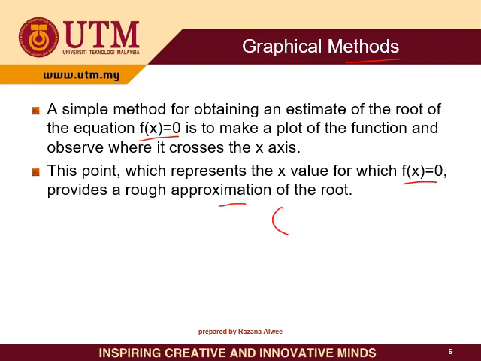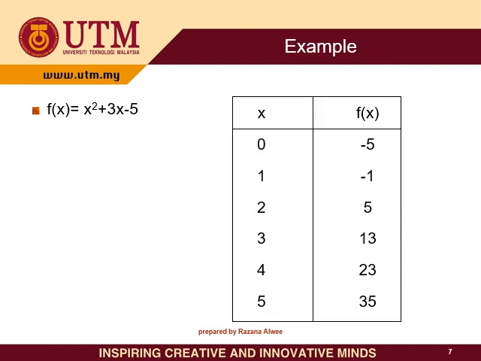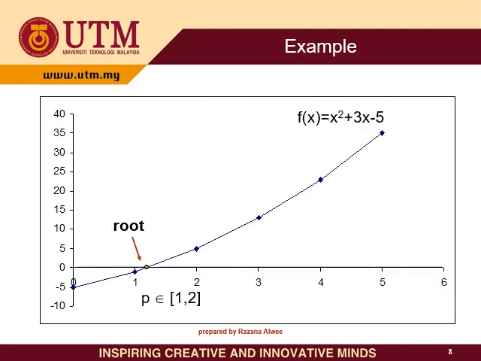This point, which represents the x value where f(x) equals 0, provides a rough approximation of the root, based on the plot that you make. They give you one example here for graphical methods. They give you f(x), and then they give you the table. We need to plot this table, and then we can find the approximation of our x, the roots. As you can see, the graphical method provides you the approximation of where to find your roots.